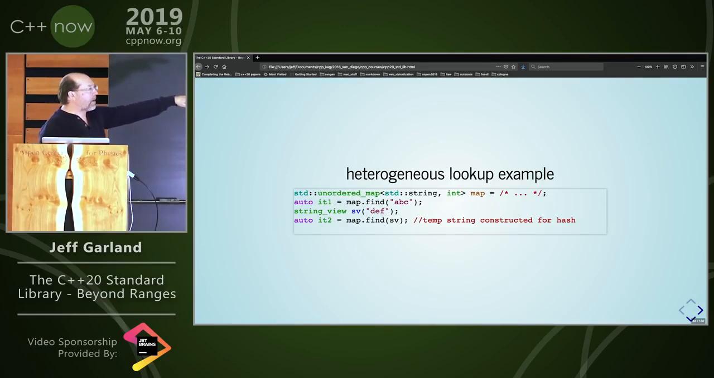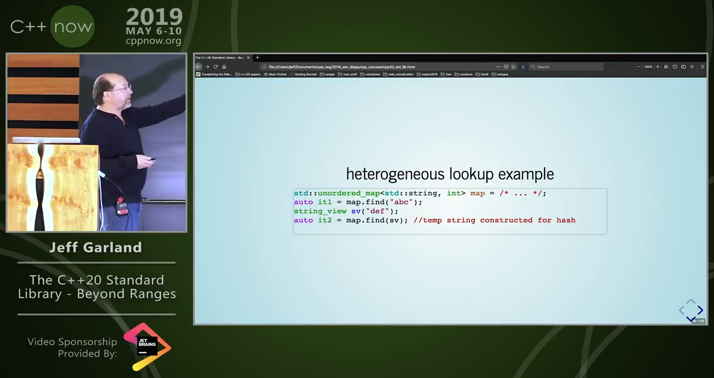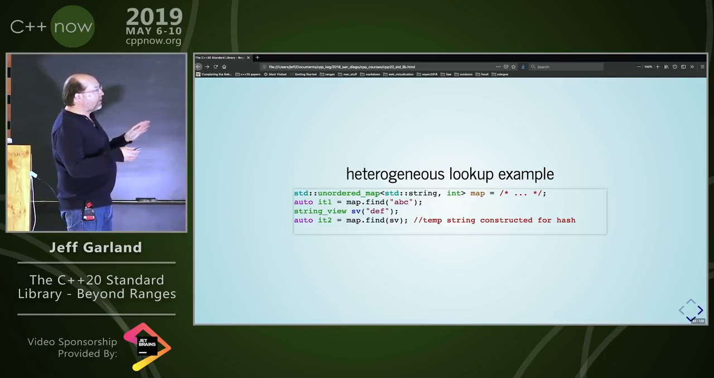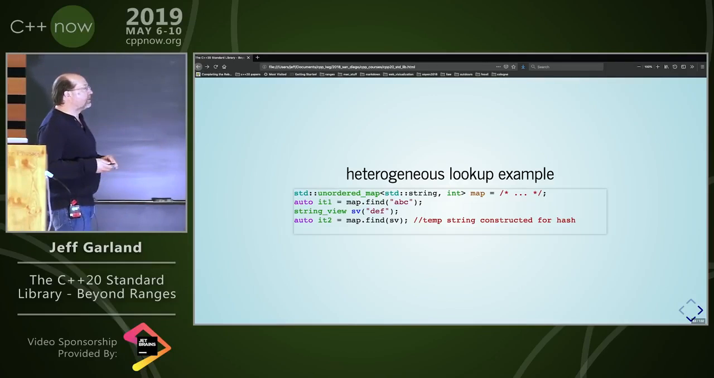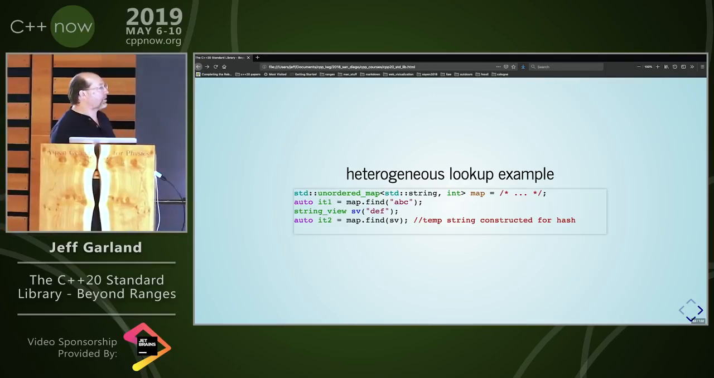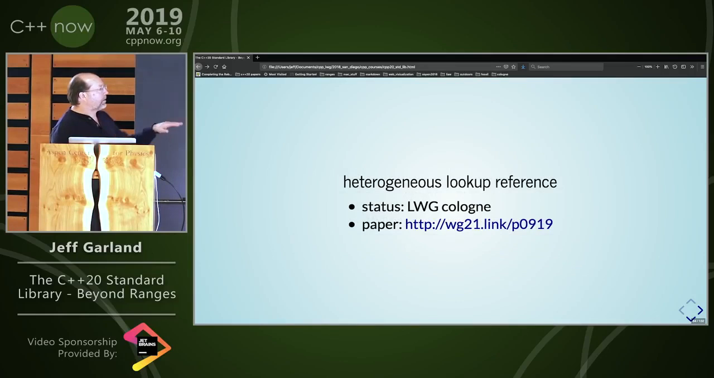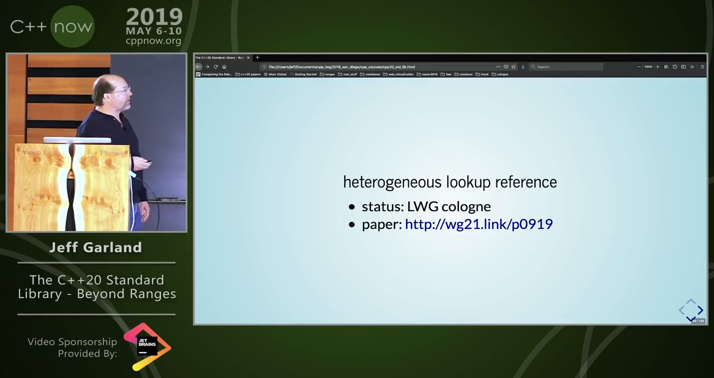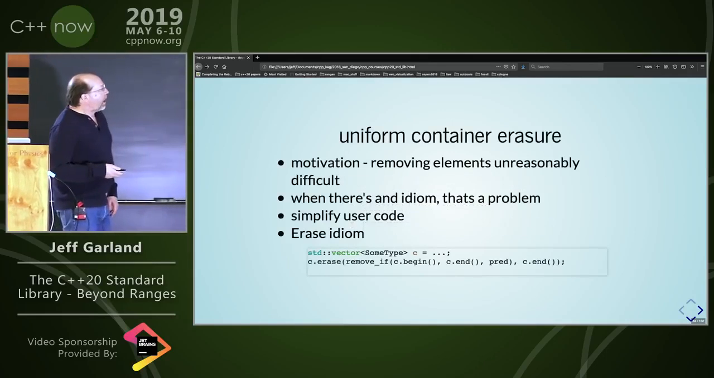I'm not going to give you the example of how you write this, but it gives you the capability to make those conversions without actually having to construct a string. This is in the Library Working Group for Cologne. There's the paper number. I did not have a reference implementation for this one.